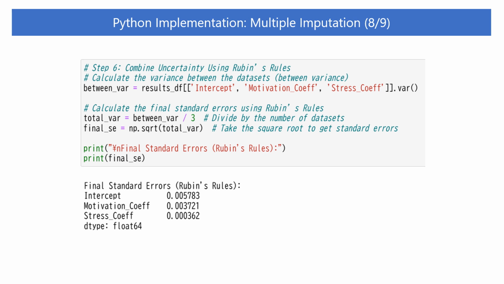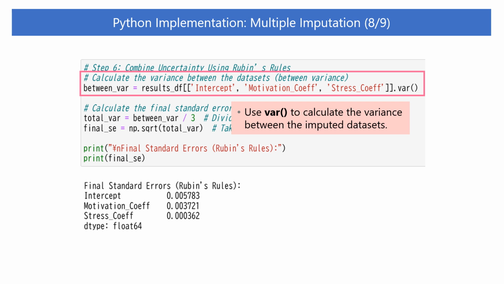In this part of the code, we use Rubin's rules to calculate the standard error, considering the variance in the results obtained from multiple imputation datasets. This enables us to obtain results that appropriately reflect the uncertainty caused by missing data imputation.